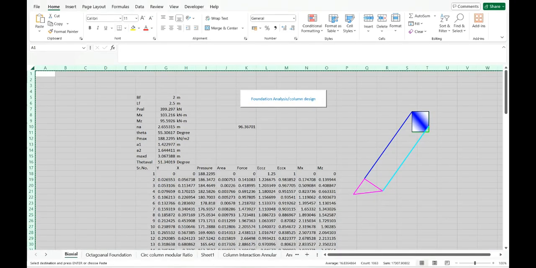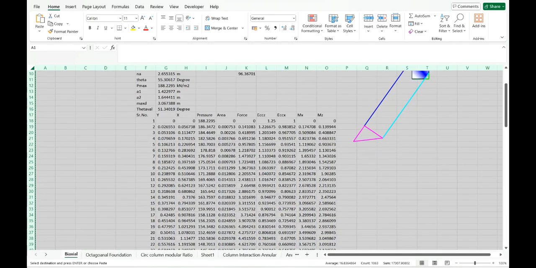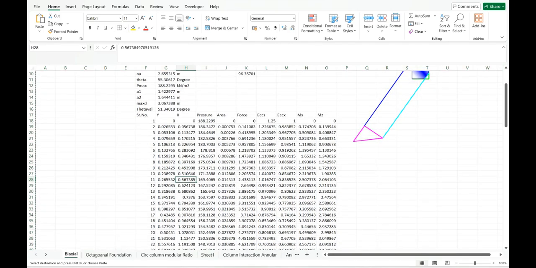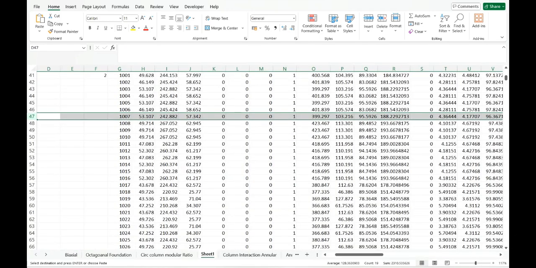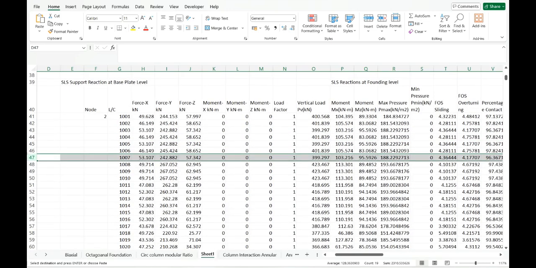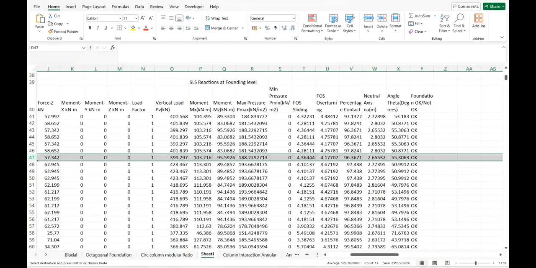Now let's see what numbers we are getting here. If we compare those results, we have a bearing pressure of 188.2295, right? And our result says 188. What is the number we get in sheet 1? 188.2292, almost. Yeah, it is the same result, right? And we have 4.36 as the factor of safety for sliding and overturning. Sliding and overturning factors are independent.